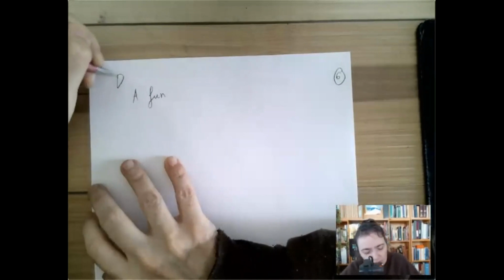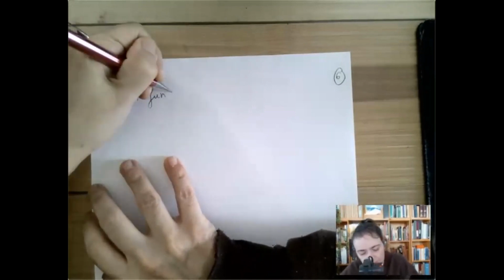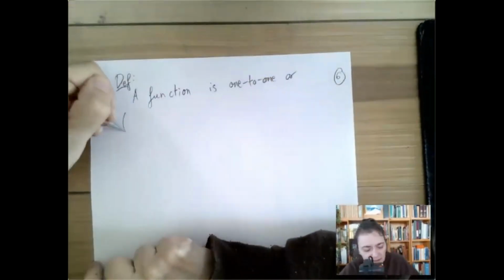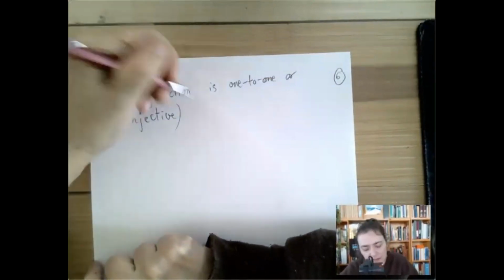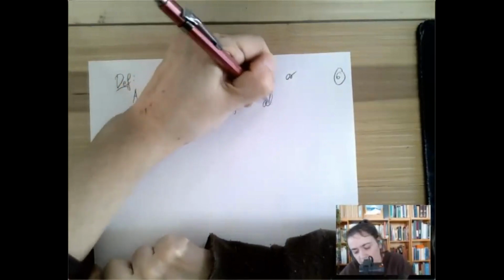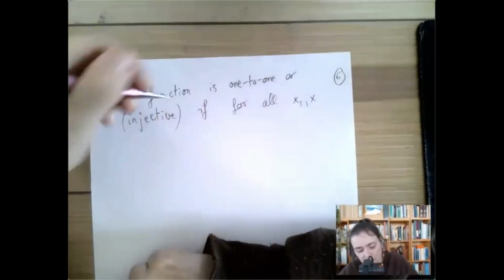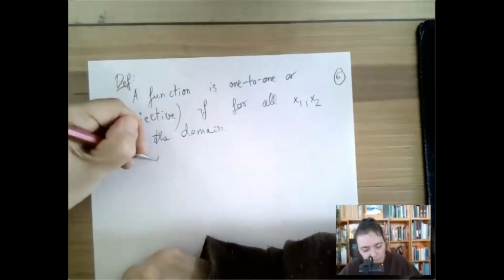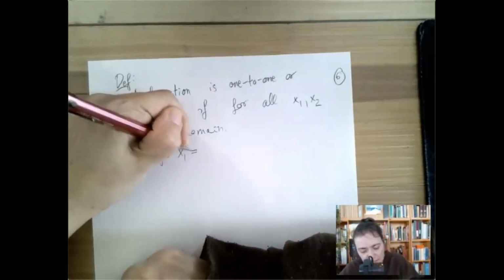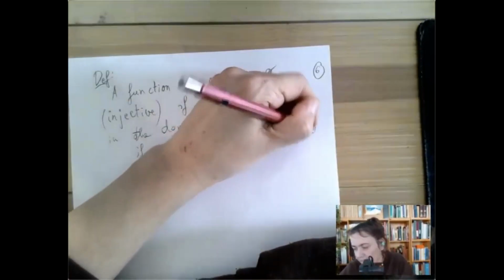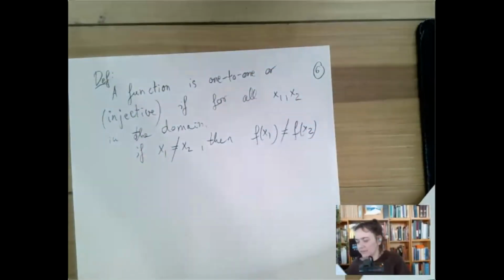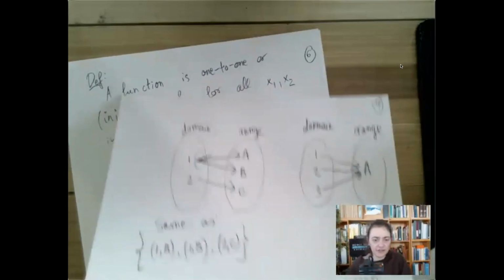A function is one-to-one, or I really like this word, injective, same thing as one-to-one, if for all x1, x2 in the domain, if x1 and x2 are different, then the function values assigned to them are also different. That's basically ruling out this sort of branching.